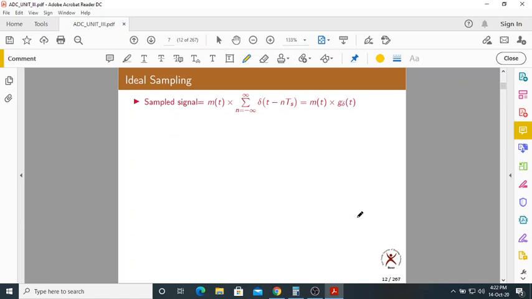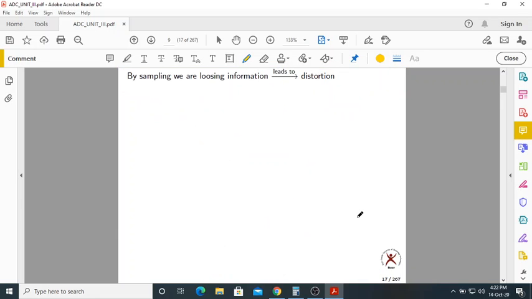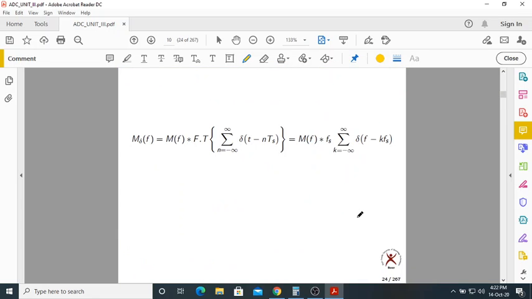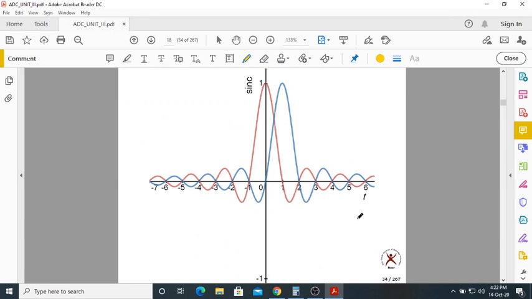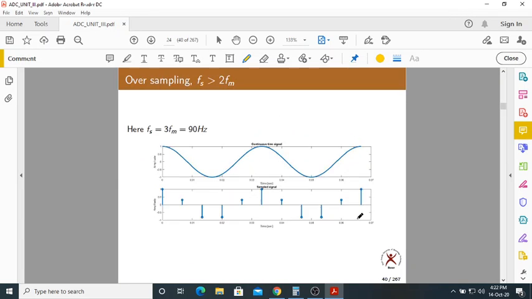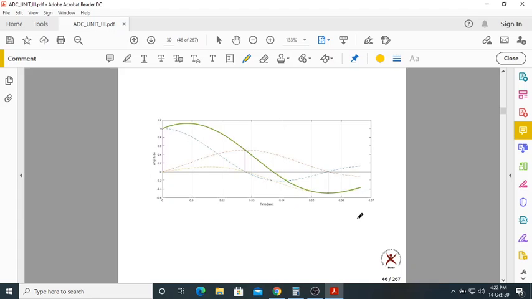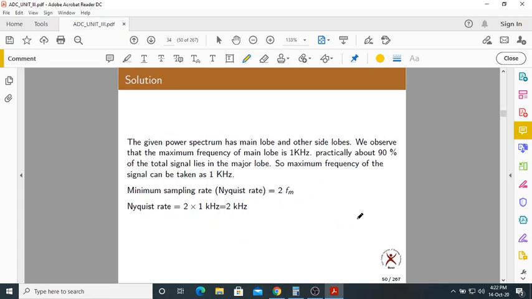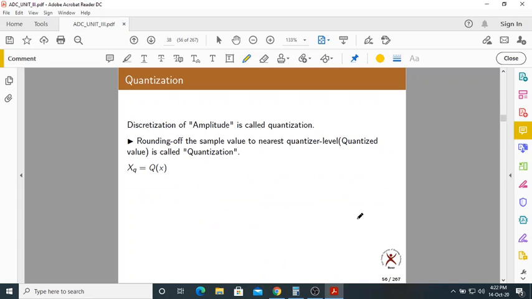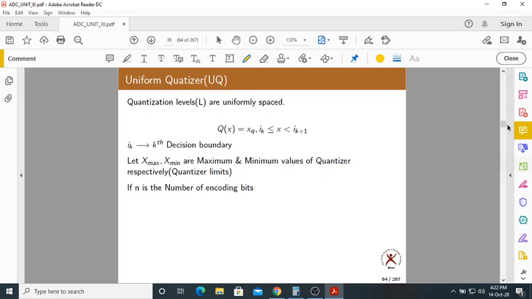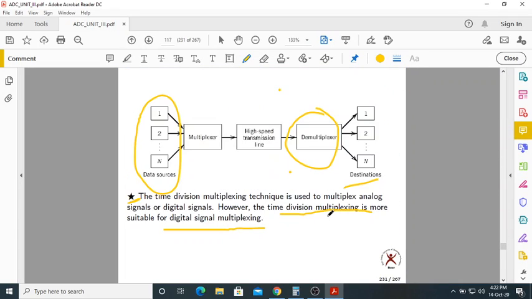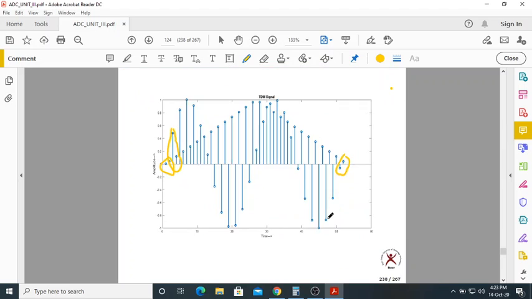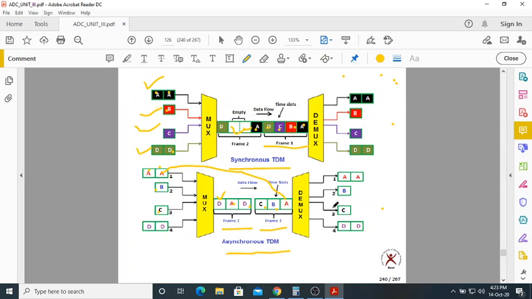Sampling. This is a very, very big unit, a lengthy unit. So sampling, quantization, and encoding. Encoding, anyway, you know how to encode. Next, you should remember PCM, PAM, delta modulation, DPCM, and time division multiplexing. So these are the important topics of the third unit. Anyway, we have something more in the third unit also. So I hope you are okay with that syllabus.